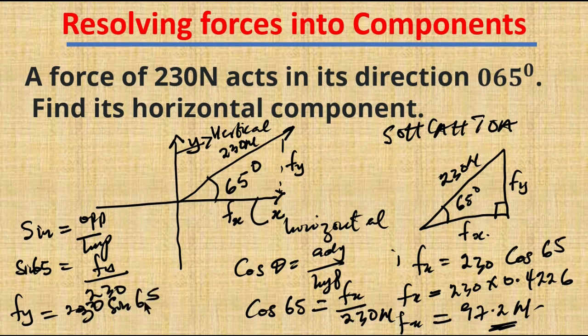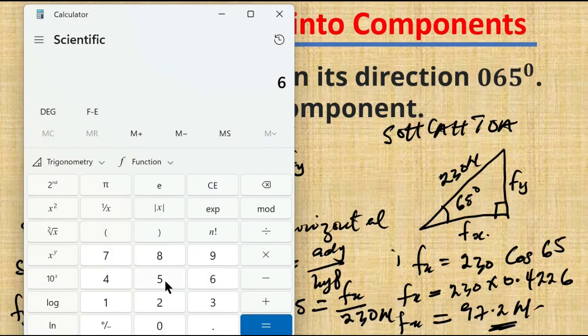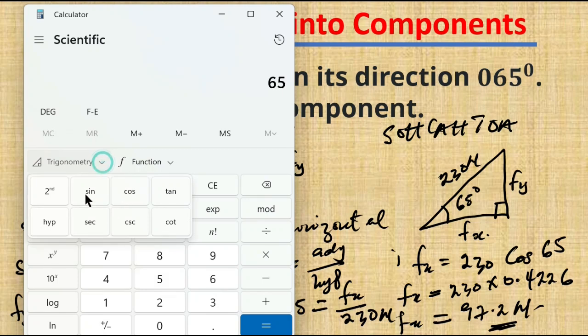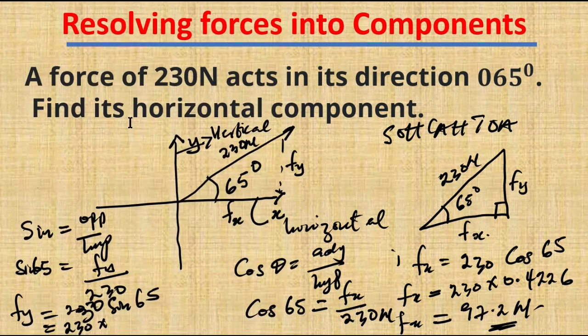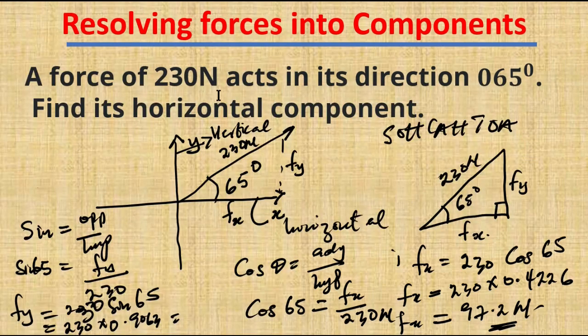Which is equal to 230 times, what's sine 65? Let's look for sine 65. That will be 65. Then I'm talking about the sine of 65. That's 0.9063 times 230. That's 208.45, which is equal to 208.45 Newton. This way you've seen how I found both the horizontal and the vertical components.